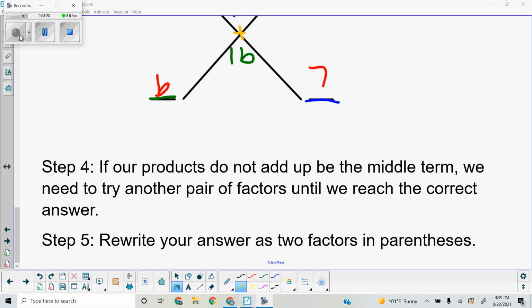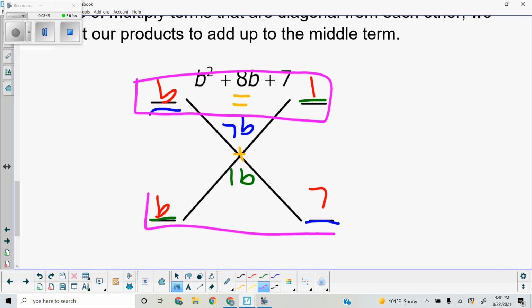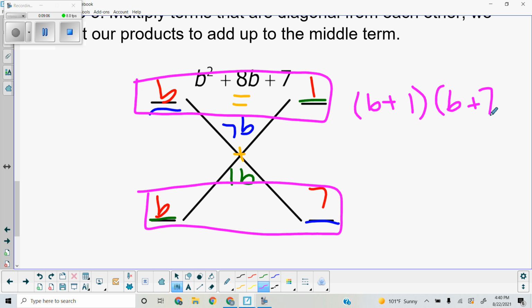Step 4, if our products do not add up to the middle term, we need to try another pair of factors until we reach the correct answer. We got the correct answer, so step 5 is write your answer as 2 factors in parentheses. So the order, we go left to right. So b plus 1, that's a positive 7, so positive 1, and then times b plus 7. And this would be our factored answer.